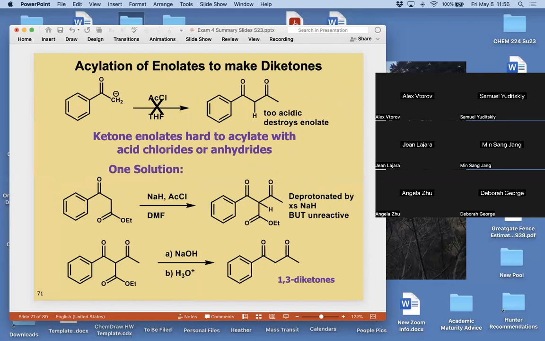So these ester ketones can be used to make diketones by clever choice of the reaction conditions. You can acylate it and then get rid of the ester. So it's the same thing as the acetoacetic ester synthesis for alkylation, but you're just acylating it. So it's just another electrophile that ends up in a different product now.